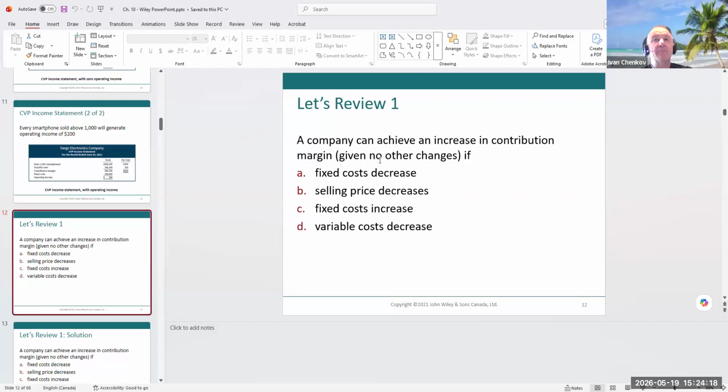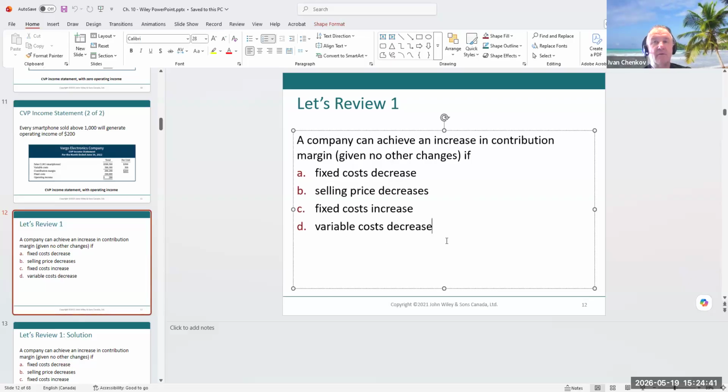So a company can increase the contribution margin. How? How can it increase the contribution margin? We have to think which of those costs are affecting or are related to contribution margin. Now, what is the contribution margin? Contribution margin is simply sales minus variable cost. And that's equal to the contribution margin.